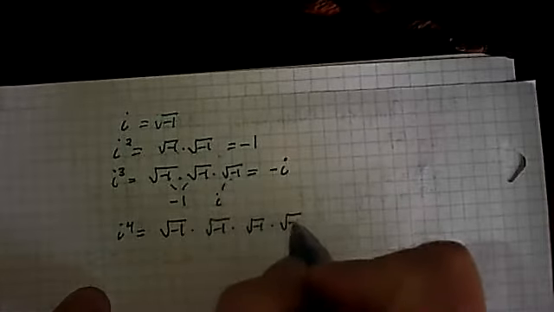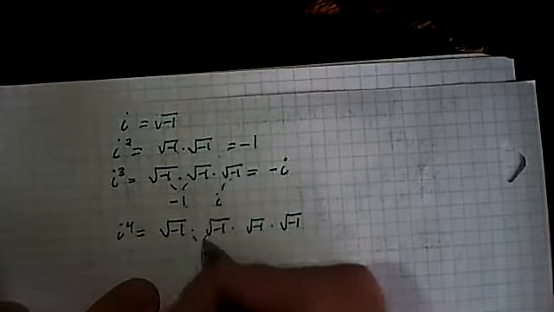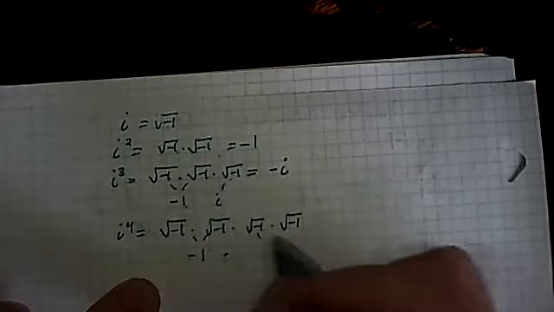So let's think about i to the fourth. So it's 4 of these. So we know that 2 of them equals a negative 1. So multiply these together, we get a negative 1. Times, we multiply these together, we get a negative 1. So what is that going to equal? That equals a positive 1.